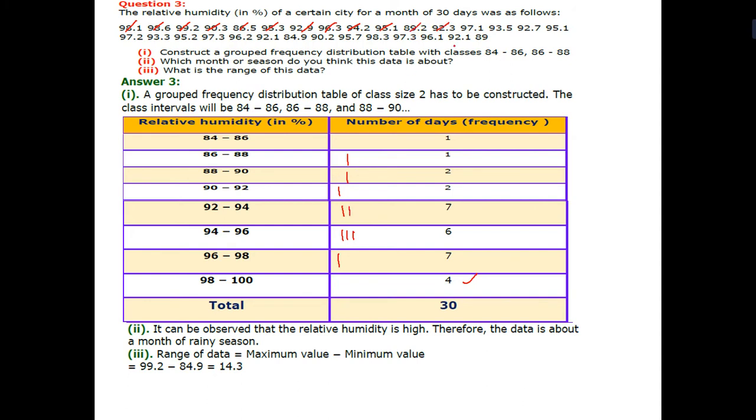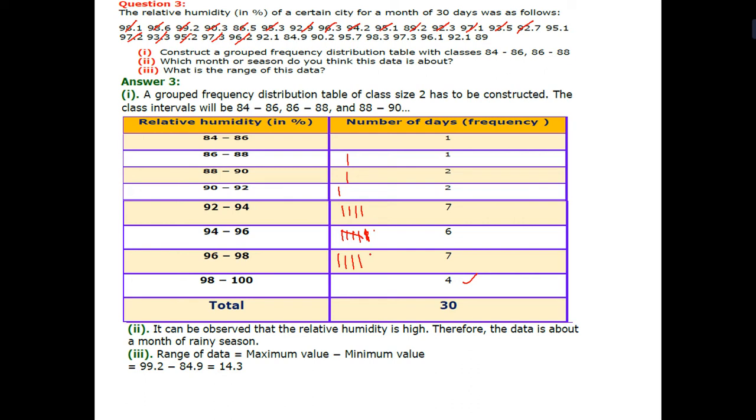92.3, 97.1, 93.5, 95.1, 97.2, 93.3, 95.2. So already 5 is there. So 4 is there, we have to cut. 97.3. So here 97.3.